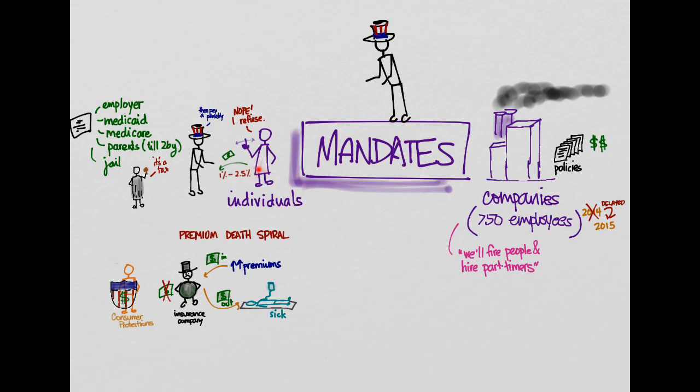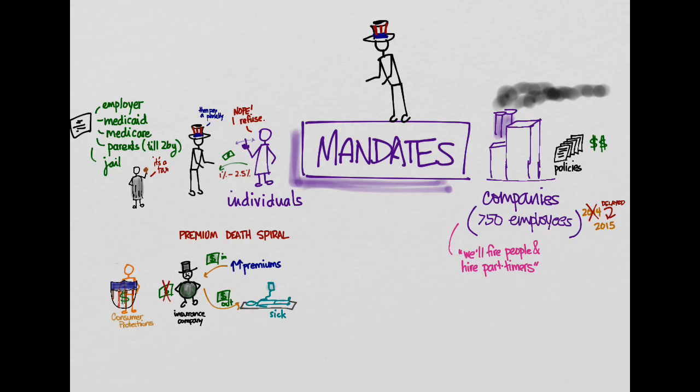We looked at the individual mandate and the employer mandate. And remember, the employer mandate is for companies with more than 50 employees. And the mandates are needed in order to keep the insurance system going, because we need young, healthy people paying in so that we can have a cash flow coming in to match the cash flow going out, which is paying for the people who are sick.